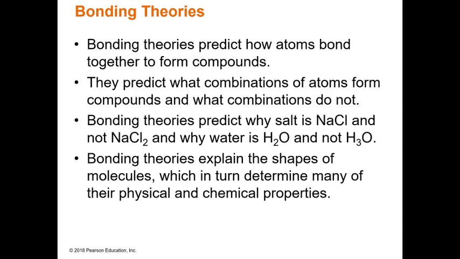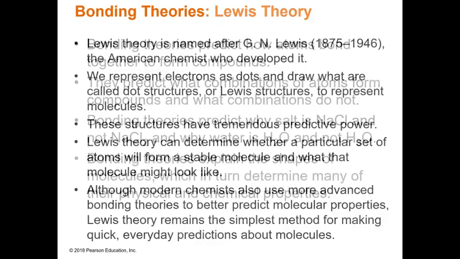Now let's talk about bonding theories themselves. These are scientific models that help us predict which combinations of atoms will form stable compounds and which will not. For example, why is salt NaCl and not NaCl2? Why is water H2O and not H3O? These theories also explain molecular shapes, which in turn influence many physical and chemical properties. So bonding theories are more than just abstract ideas. They're foundational to understanding molecular behavior.